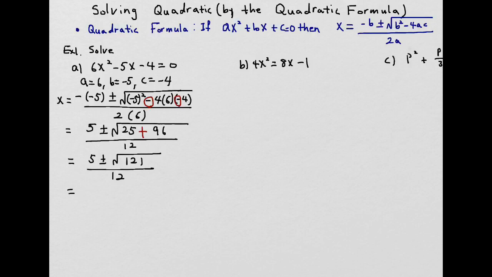And we know that the square root of 121 is 11. Once you no longer have square roots, then you should be able to combine them together. So when 11 is positive, you get 16 over 12. When 11 is negative, you get negative 6 over 12. When you simplify your solution, 16 over 12, 4 goes into 16 4 times, 4 goes into 12 3 times. Negative 6 over 12 will become negative 1/2.